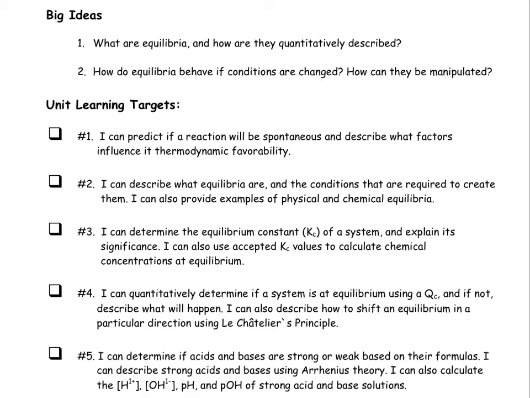In this lesson, we'll continue our discussion on big idea number 1. What are equilibria and how can they quantitatively be described? And we'll tackle learning target number 3. By the end of the lesson, you should be able to determine the equilibrium constant, or Kc, of a system and explain its significance. You should also be able to use an accepted Kc value to calculate chemical concentrations at equilibrium.